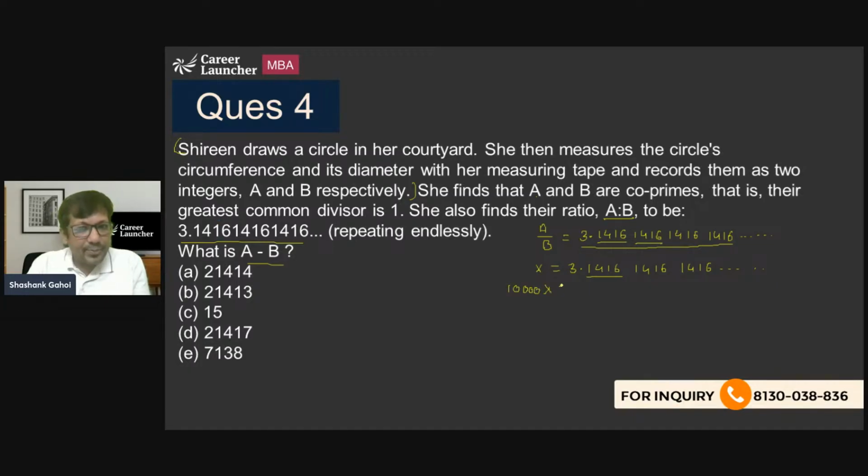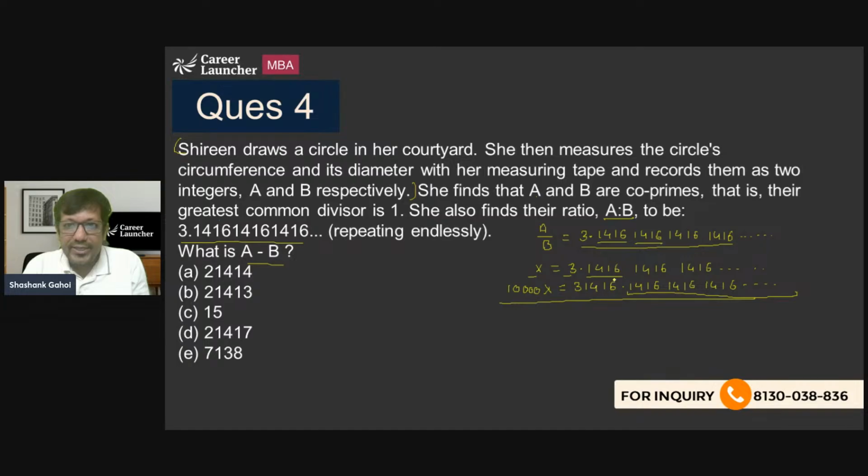If four digits are repeating, then multiply this number by 10,000. If 1 digit is repeating, multiply by 10. If 2 digits are repeating, multiply by 100. If 3 digits are repeating, multiply by 1,000. If 4 digits are repeating, multiply by 10,000. So what am I going to get? I am going to get 31416.141614161416 and so on.